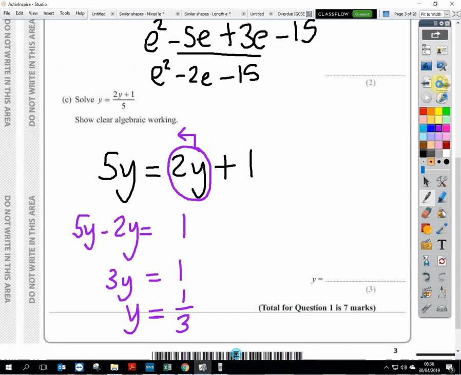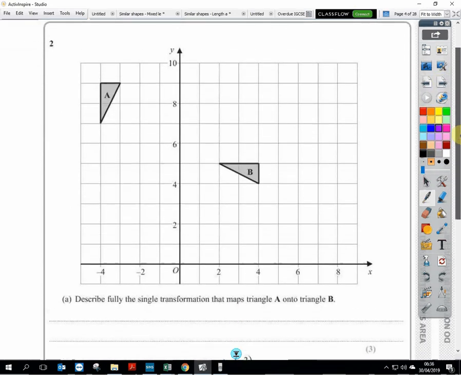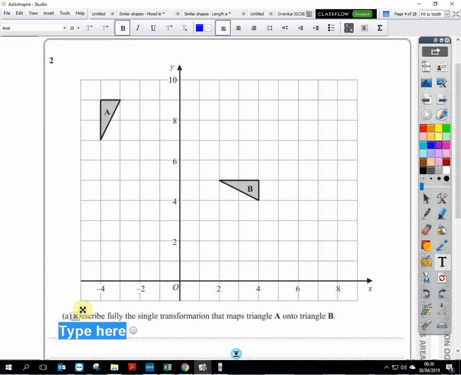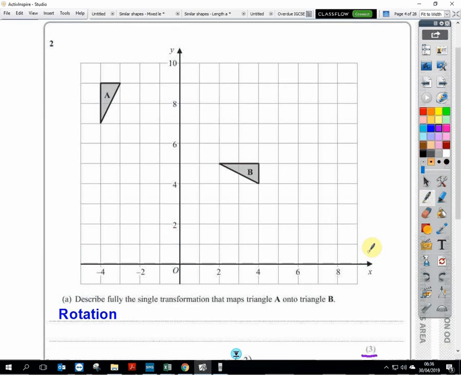Okay, next question. Describe fully the single transformation that maps A onto B. So there are 3 marks for mentioning 3 points here. The first point is that this is a rotation. And next we're going to say how many degrees and in which direction, whether it's clockwise or anti-clockwise.